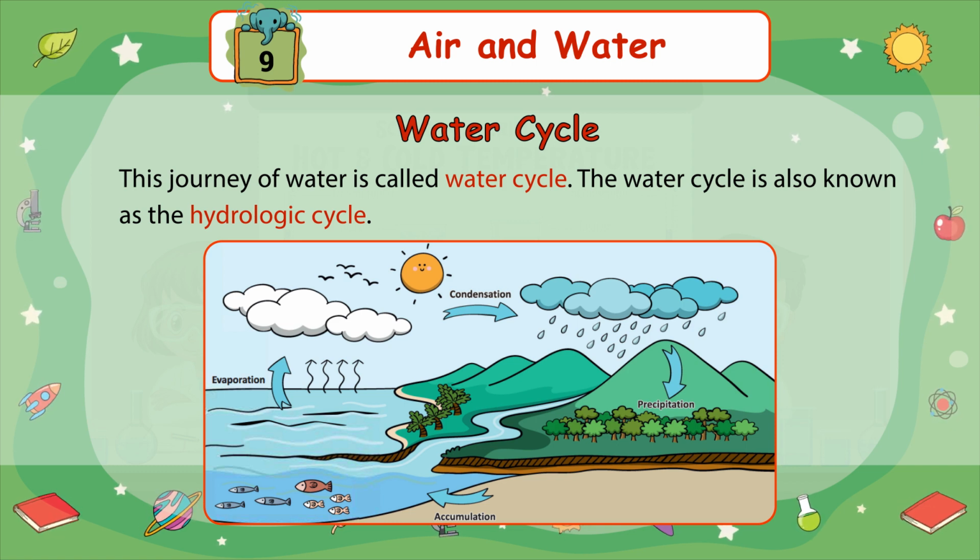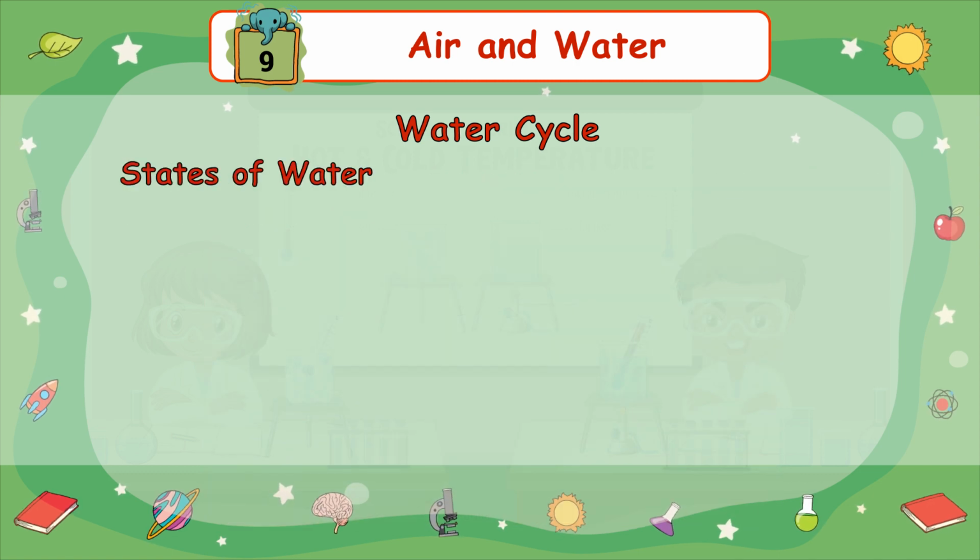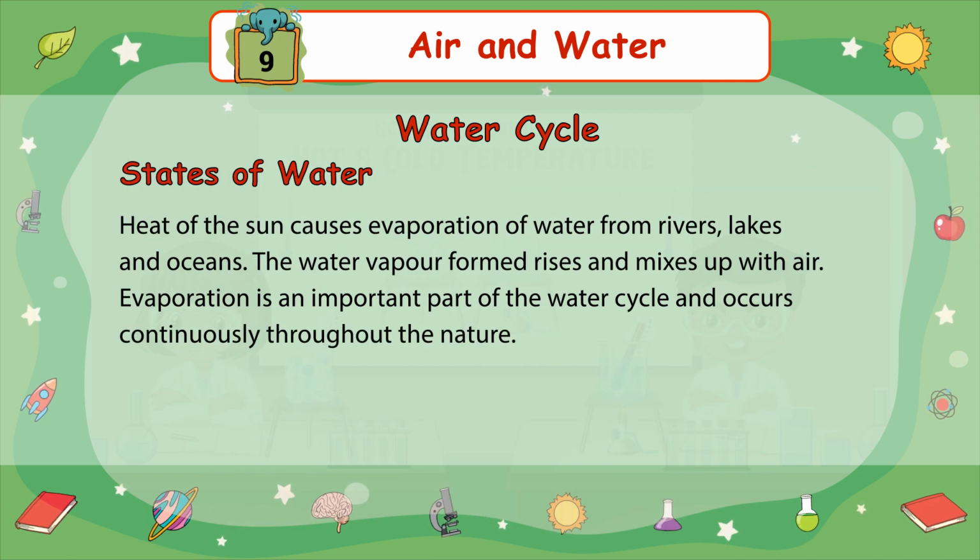Condensation, precipitation, accumulation. Evaporation. Heat of the sun causes evaporation of water from rivers, lakes, and oceans. The water vapor formed rises and mixes up with air. Evaporation is an important part of the water cycle and occurs continuously throughout nature.